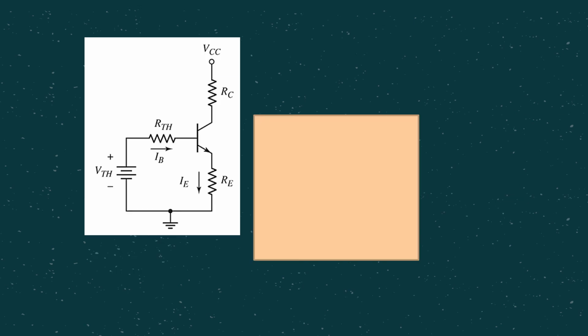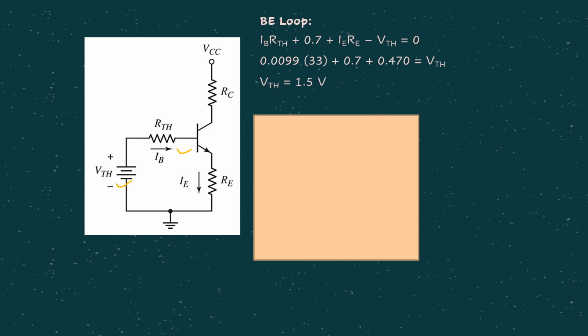Since we talk about the voltage divider biasing circuit where we have to convert the input side to the Thevenin equivalent circuit, the input side will be something like this, where we have VTH and RTH and the rest of the components just remain the same. Then remember, we can get the KVL equation from the BE loop, consisting of VTH and RTH. Then substitute accordingly, we are supposed to get VTH equals 1.5 volt.